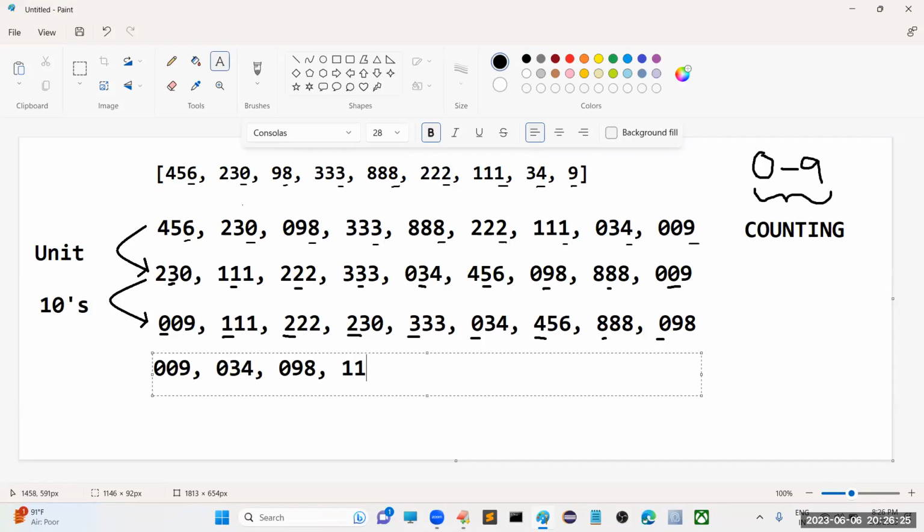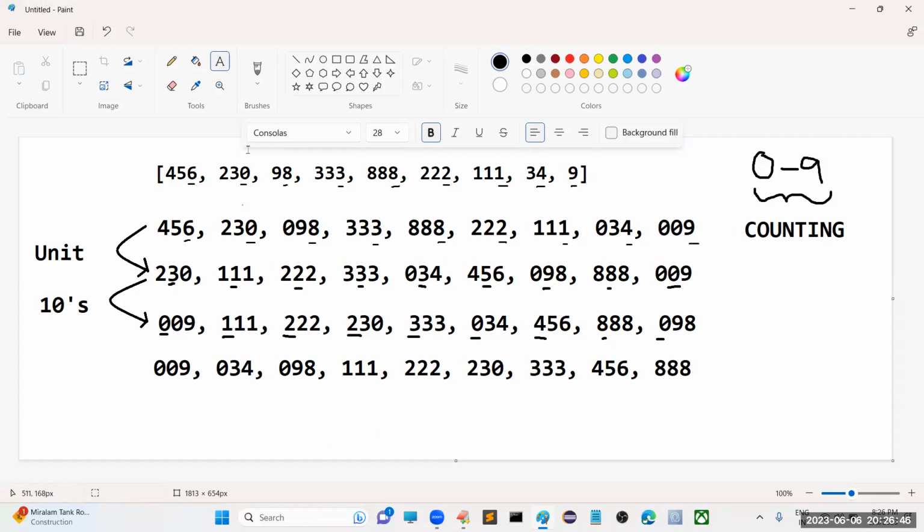Any number starting with 1: triple 1. Starting with 2: triple 2. Then we have 230. Then starting with 3, triple 3. Starting with 4, 456. Starting with 5, there are no numbers. 6, none. 7, none. And 8 we have. Now what will happen? I can say this is nothing but my final result.